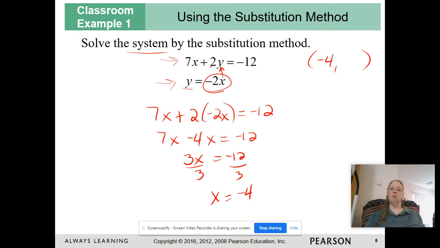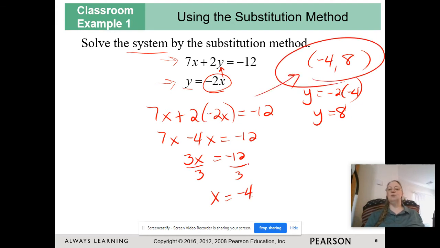So we're going to take -4 and substitute it in for x in our second equation. And we get y is equal to 8. So that would be the solution to this system, which, as you can see, is a whole lot easier than solving by graphing.